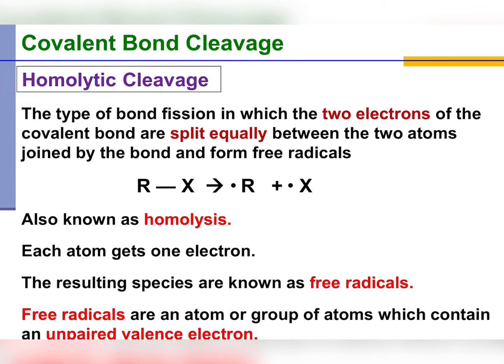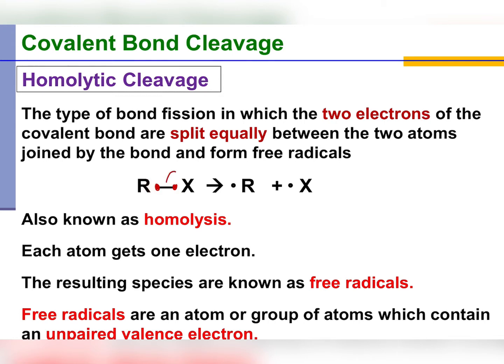What is homolytic cleavage? Homolytic cleavage is the type of bond fission in which the two electrons of the covalent bond are split equally between the two atoms joined by the bond and form free radical. Okay, so maksudnya dekat sini adalah bond cleavage yang berlaku akan menyebabkan dua elektron di dalam bond tu dibahagikan sama rata. Okay, so still remember masa SEM 1 kita belajar in a bond actually there are two electrons. Okay, so dalam bond ni ada dua elektron. So kalau homolytic cleavage maksudnya bila bond ni break, pembahagian elektron yang dalam bond ni adalah sama rata.